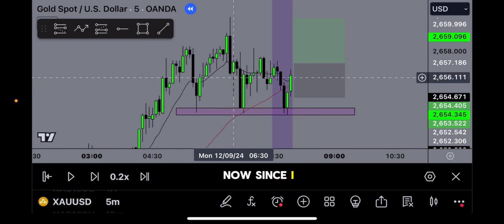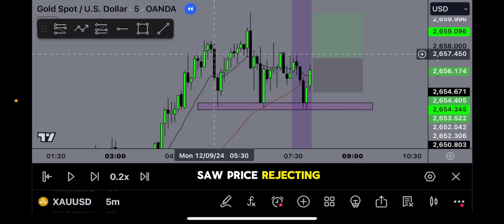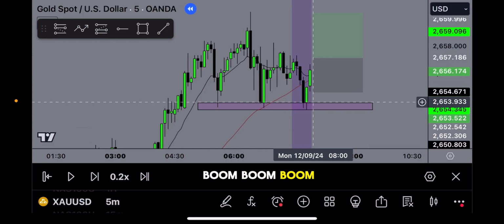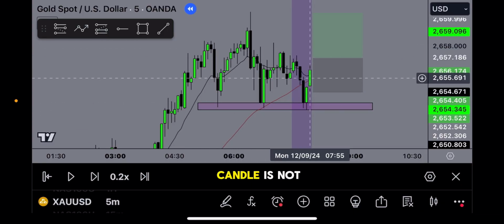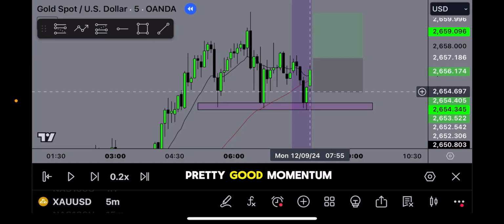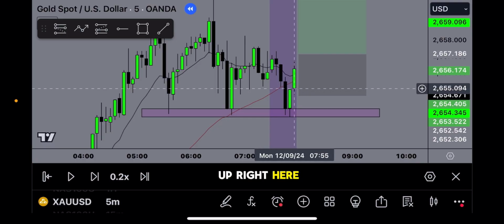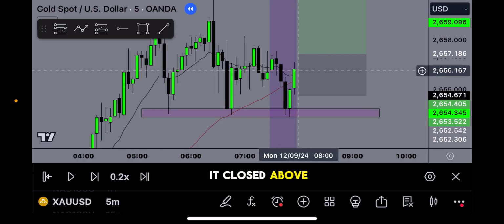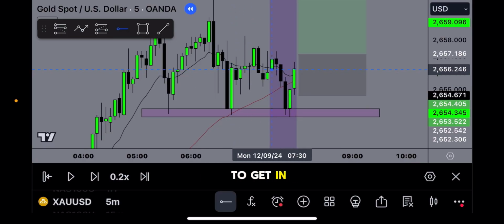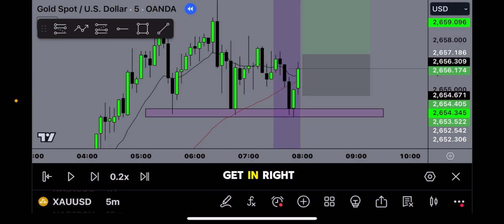Now, since I saw price rejecting again, boom, boom, boom, I saw this candle. It's not a big body candle, but it's a pretty good momentum candle that's showing me, okay, price is pushing up right here in momentum and it closed above. So I'm looking to get in. I'm looking to get in right here.